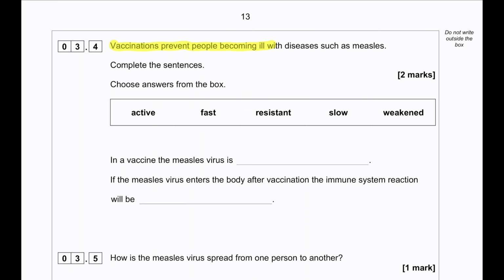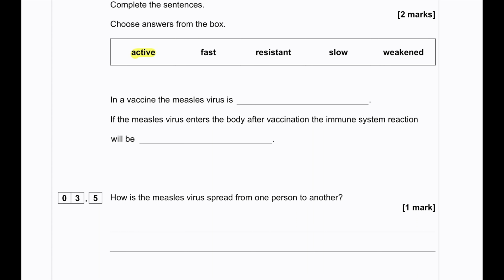Vaccinations prevent people from becoming ill with diseases such as measles. Now we have to use these words and complete the statements. In a vaccine, the vaccine must have a weakened measles virus. Otherwise, we're going to get the disease. If the measles virus enters the body after vaccination, the immune system reaction will be fast.